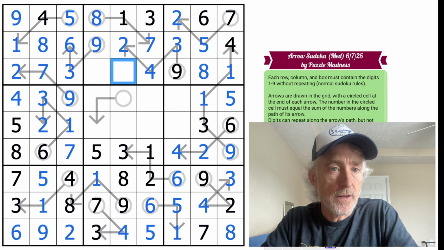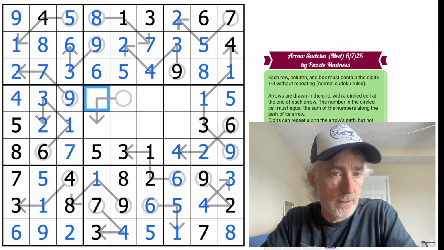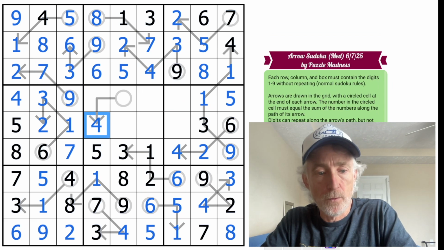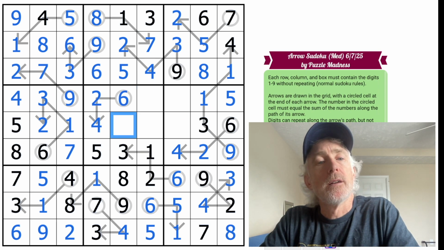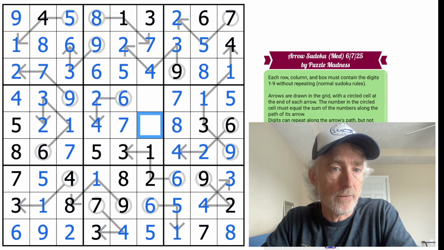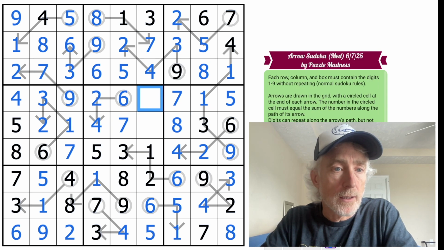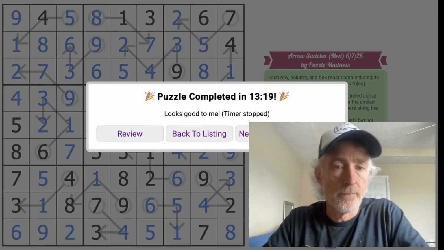Let's see, 5 and 6 is what we need. This is 5, this is 6. 2 and 4, so this is 4, this is 2. That makes this a 6. 1, 2, 3, 4, 5, 6, 7. Resolves the 7, 8 pair over here, and we're down to 8, I believe. And 9 is the last digit.